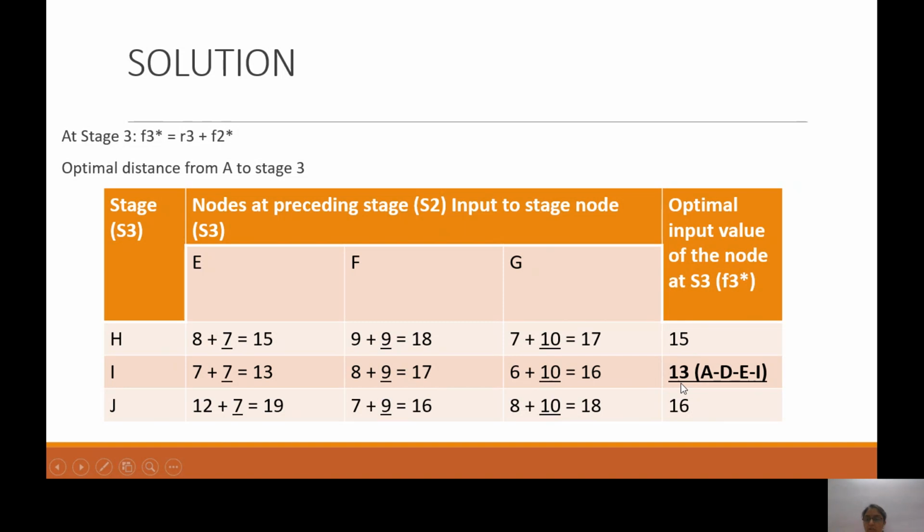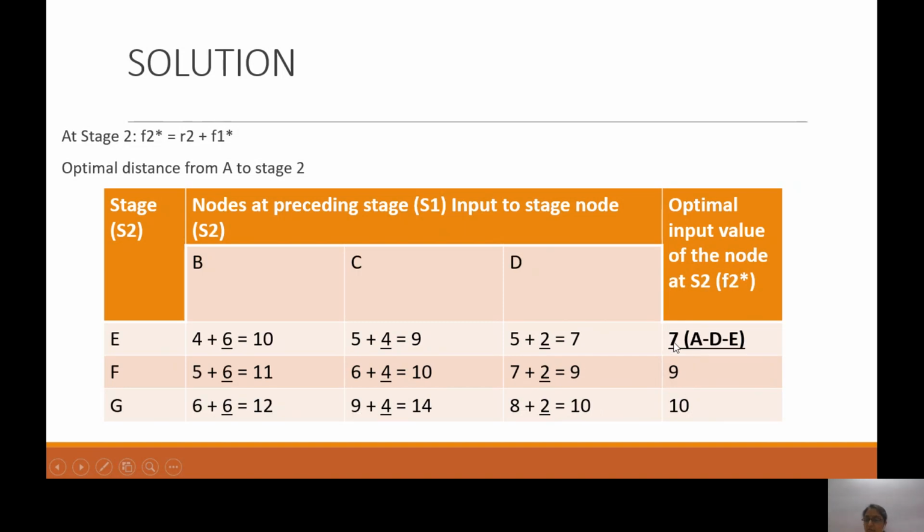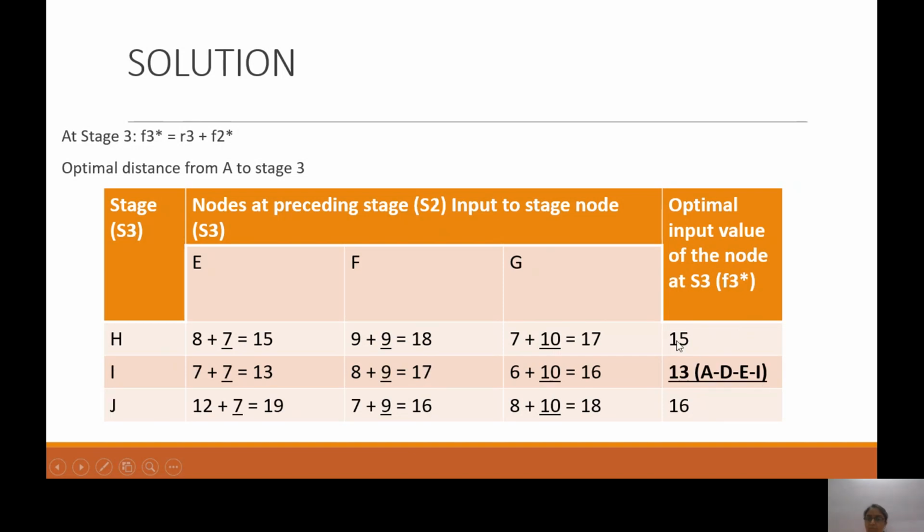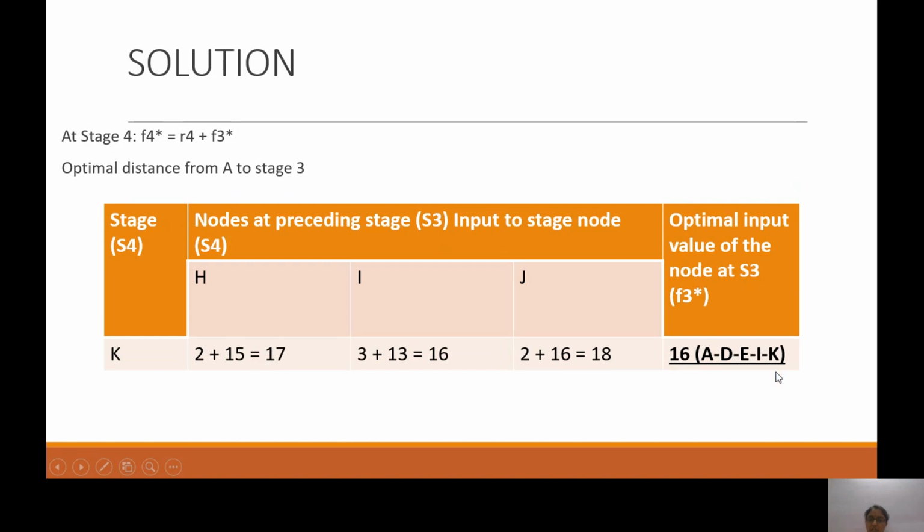So up to 13, what is the path? Previously up to 7 or stage 2, the path was A to D, D to E. The same path I am carrying forward, A to D, D to E, and E to now I. Okay, so E to I. So A, D, E, I is my path up to stage 3. The last stage is my last junction up to K from H, I, and J.